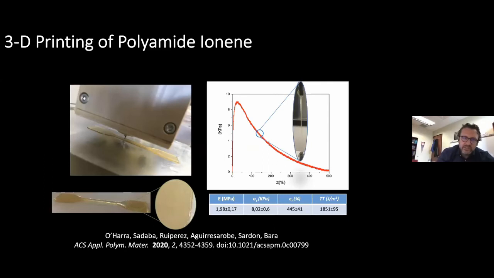And then what we did to test mechanical properties was we 3D printed the dog bone type of tensile bar structures.